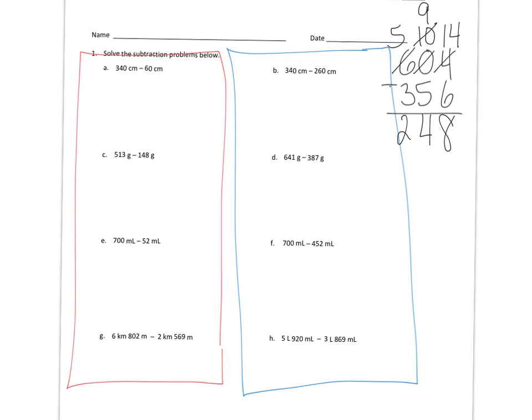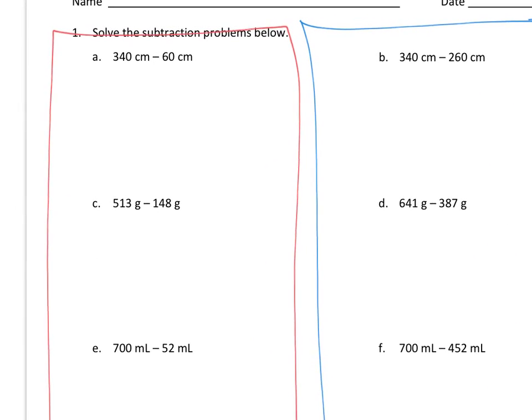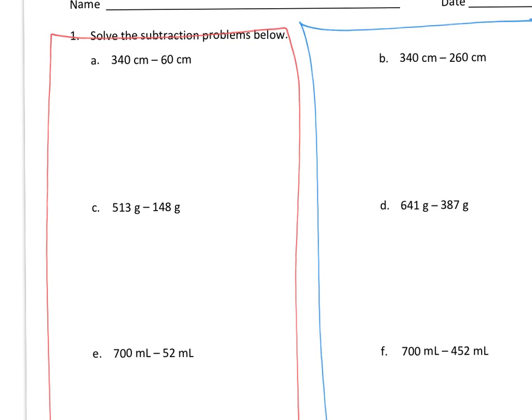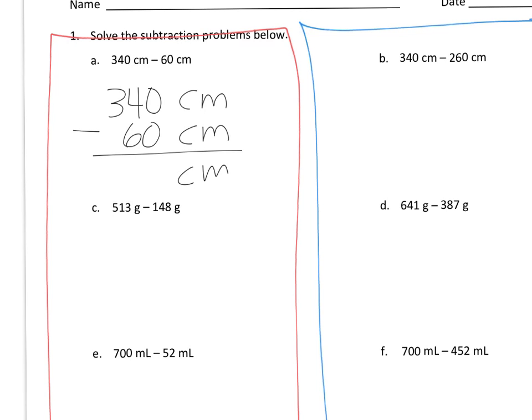So if you are done now checking your work, I will go through and show you how to do any problem in case you missed it. So the first one, 340 minus 60, and my label is centimeters. 0 minus 0 is 0. 4 minus 6, I can't do it, so I have to borrow from my 3, and that's a bundle of 10, so now I have 14. 14 minus 6 is 8. 2 minus 0 is 2. So I have 280 centimeters for my answer on that one.